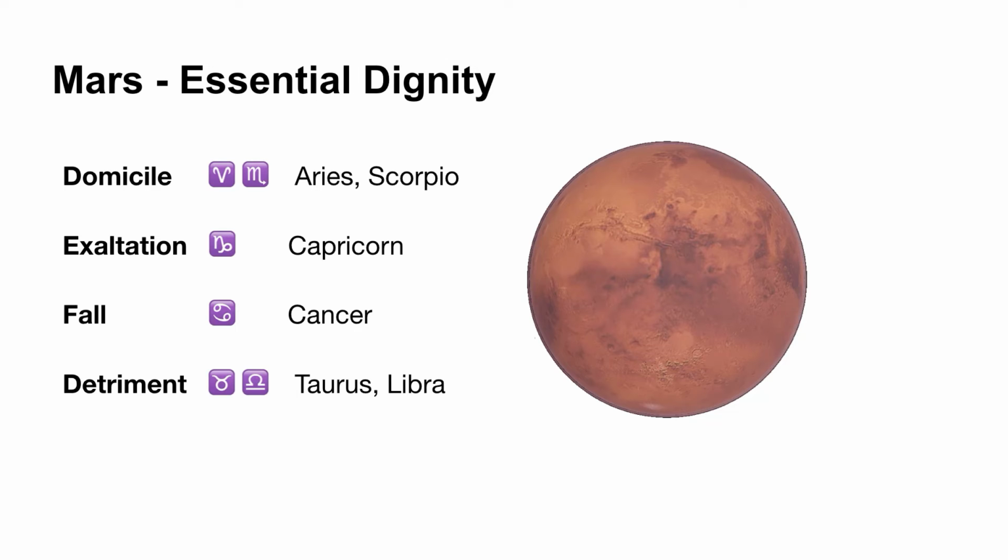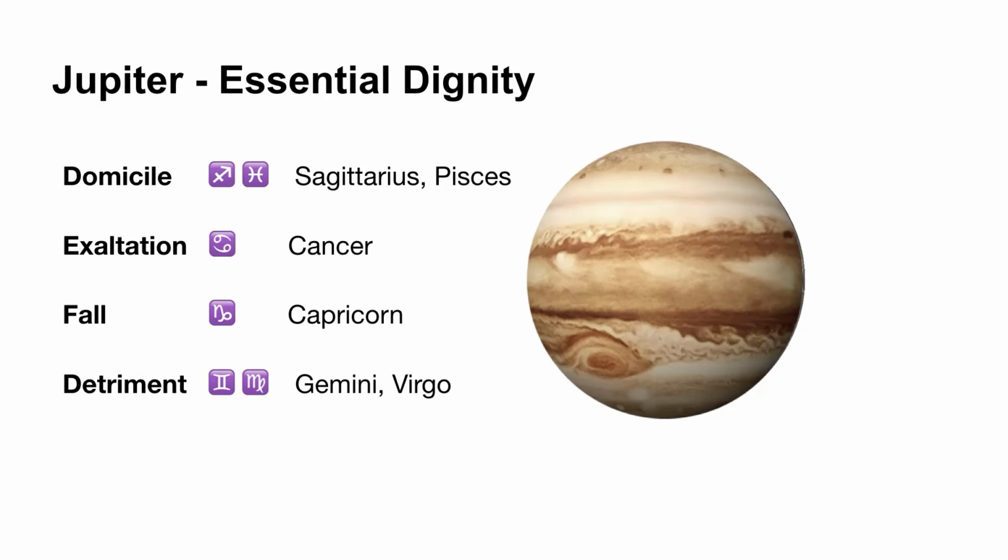Jupiter is in domicile in Sagittarius and Pisces, in exaltation in Cancer, in detriment in Gemini and Virgo, and in fall in Capricorn. Jupiter has a natural affinity with Sagittarius' thirst for knowledge, and with Pisces' compassion and spiritual outlook on life. Jupiter also relates to Cancer's nourishing qualities and love of tradition.